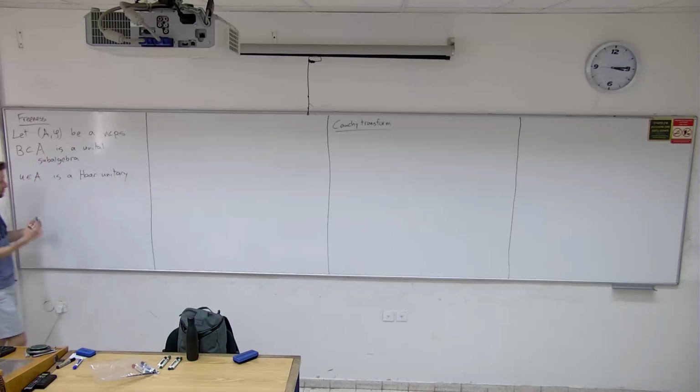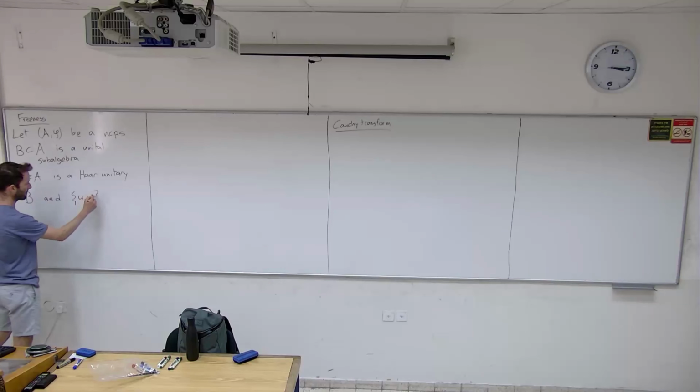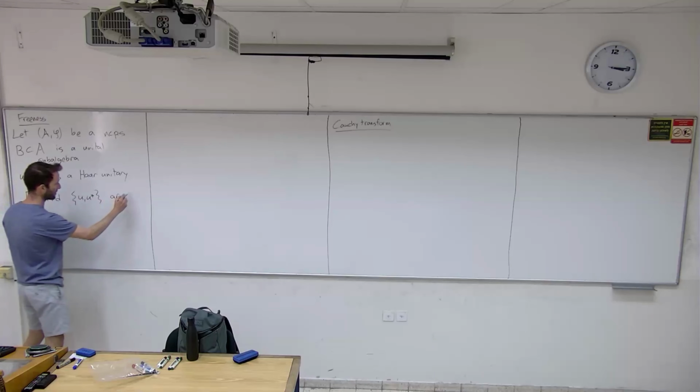We try to summon all the things that we've learned about Haar unitaries and non-commutative probability spaces so far in the course. And we also know one more fact, and we'll recall soon what it means. We also know that B and the set U and U star are free.